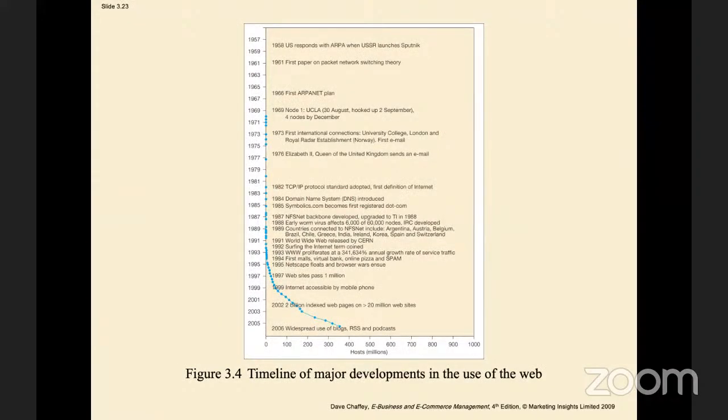Okay, here is the timeline of major developments in the use of the web. It gives the number of hosts in millions and then the years, so it is a graphical representation of the major developments in the use of the World Wide Web.